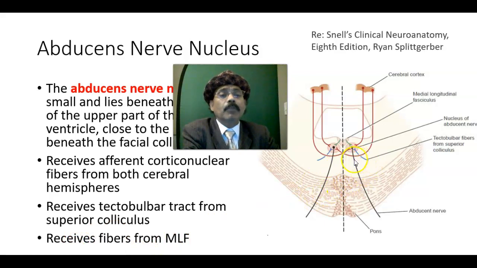The abducens nerve nucleus also receives fibers from the medial longitudinal fasciculus. What is the medial longitudinal fasciculus? It is a bundle of nerve fibers that connects the third cranial nerve, the fourth cranial nerve, the sixth cranial nerve, and the eighth cranial nerve. So it gets connections from the cerebral cortex from both sides, from the tectobulbar fibers of the superior colliculus, and from the medial longitudinal fasciculus. So it works along with cranial nerves 3, 4, 6, and 8.